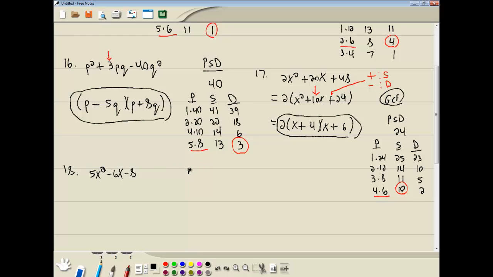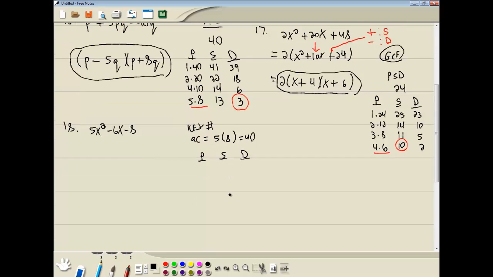This is key number. Key number occurs when you have x squared, x, no x, and there's a number in front of your x squared. So we're going to take the number at the beginning times the number at the end, ignoring signs. When I say the number at the beginning, I'm talking about the number before the x squared. The number at the end is the constant term over here, which is going to give us 40. We're going to build a PST table based upon 40. We're just going to do something with it a little bit different.